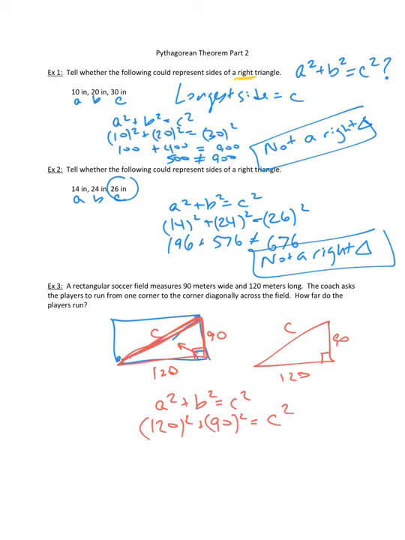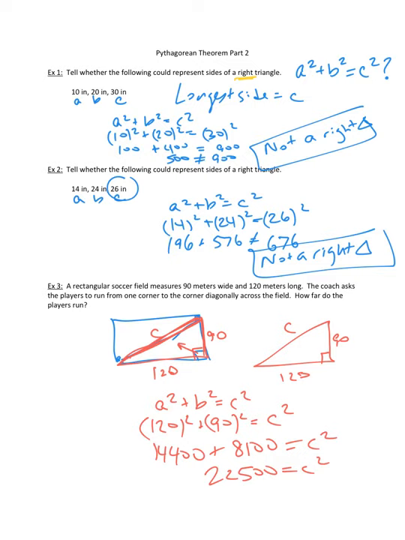So when I square 120, I get 14,400. When I square 90, I get 8,100. Then I add 14,400 plus 8,100, and I get 22,500 equals c squared.